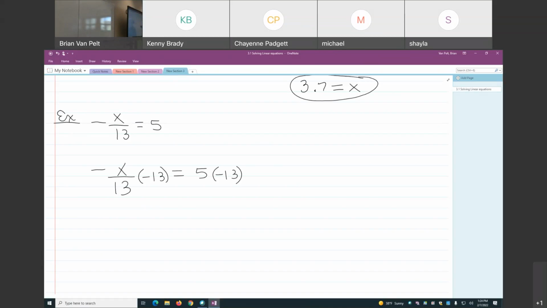What happens to the negative 13s on the left-hand side? That cancels with the 13, but that negative also cancels away, doesn't it? So all I'm left with on the left-hand side is x, and on the right-hand side, I get negative 65. Okay. What about something like this?